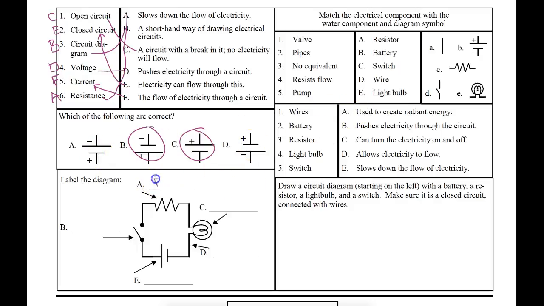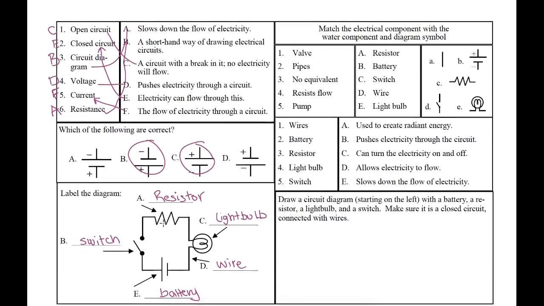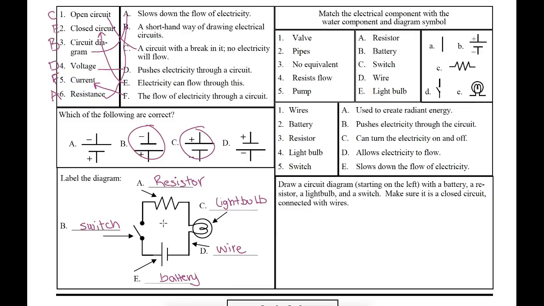Label the diagram. Resistor. And then we have light bulb. And then we have wire. And then we have right here, this is your, what is this called? This is your battery, or I'm sorry, your voltage. Battery. And this is your switch right here. Okay, we'll just check ourselves. And yes, looks good.